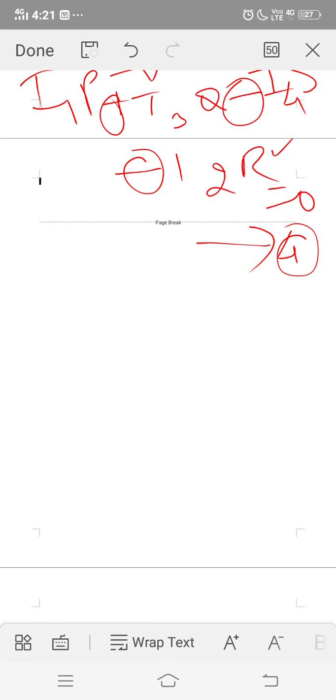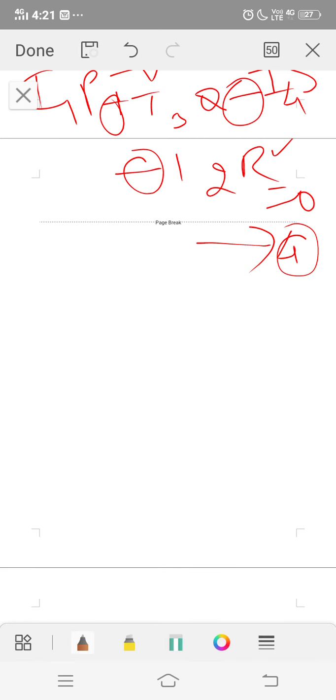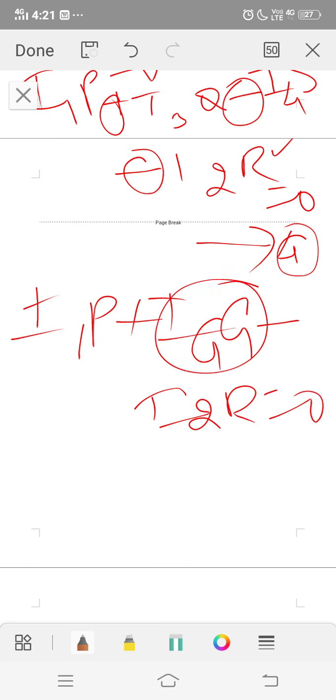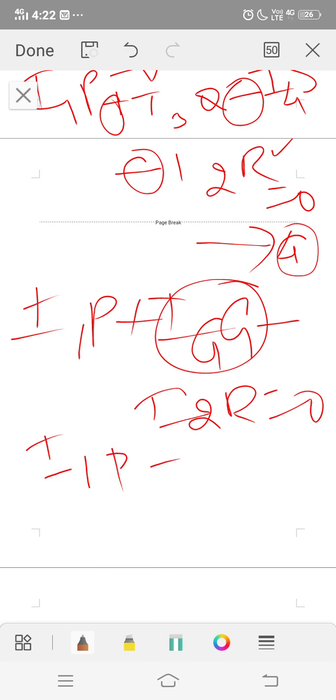Now we consider the second equation. What is the second equation? That is I1P plus IgG minus I2R is equal to 0. In this case we are substituting Ig is equal to 0 because of this null deflection. There is no current flowing through the galvanometer at the balanced condition. So this term becomes 0, and the equation becomes I1P is equal to I2R. Okay, so this is the sixth equation.